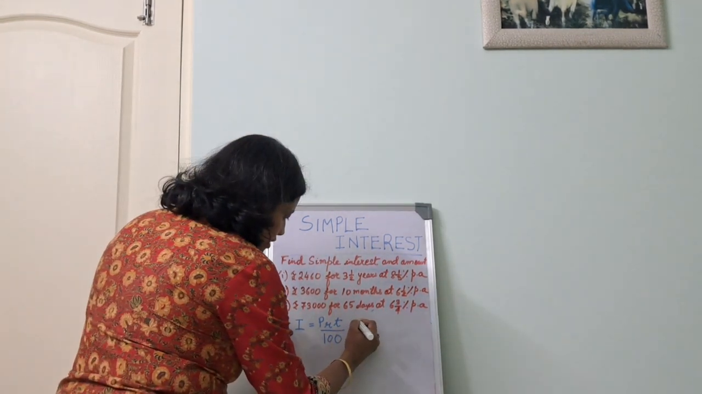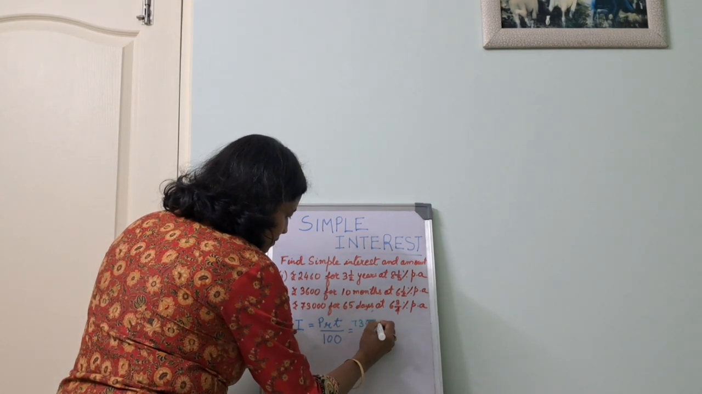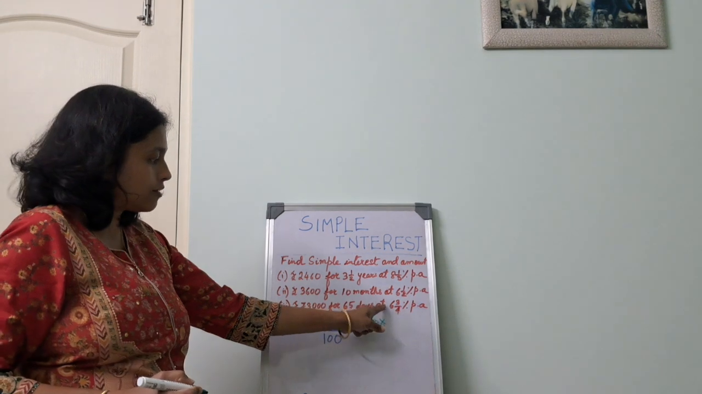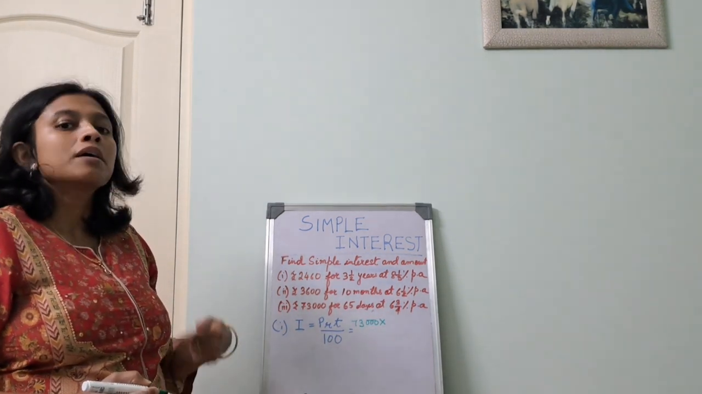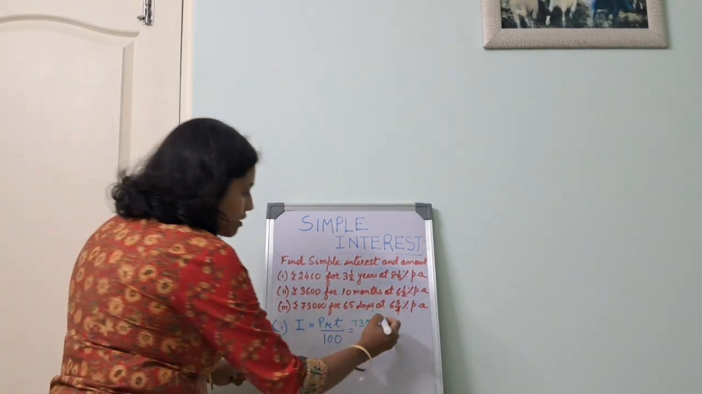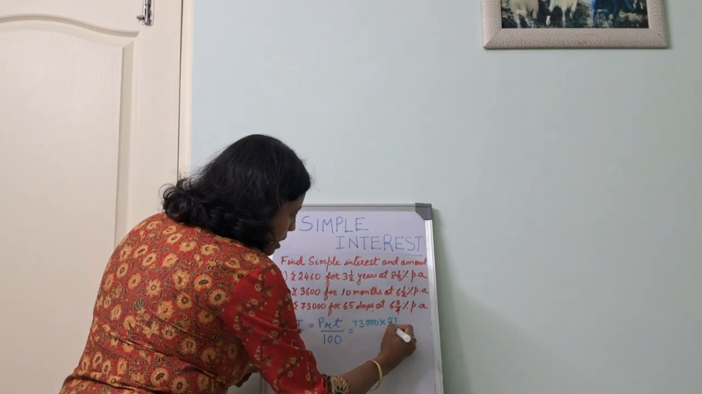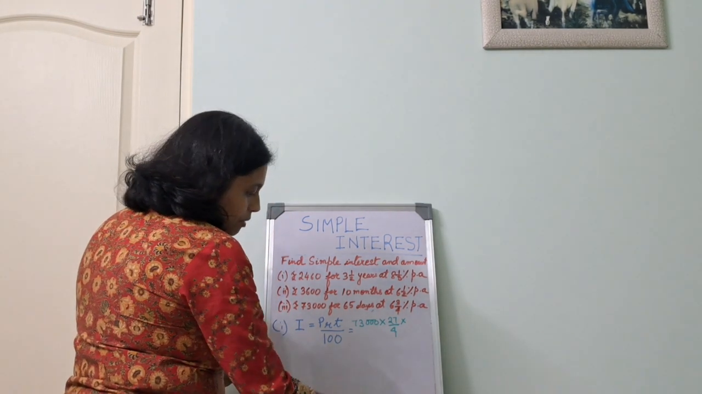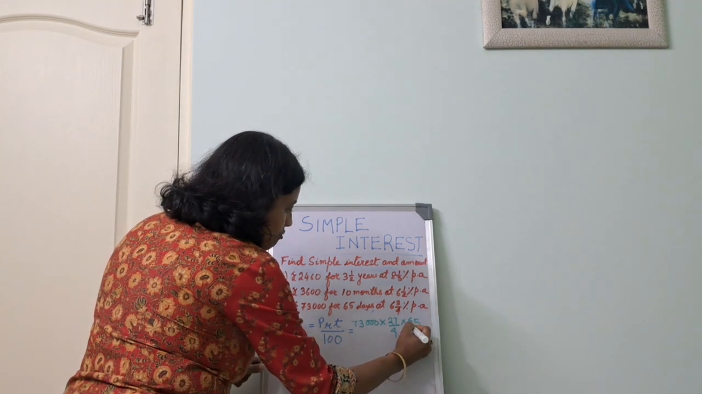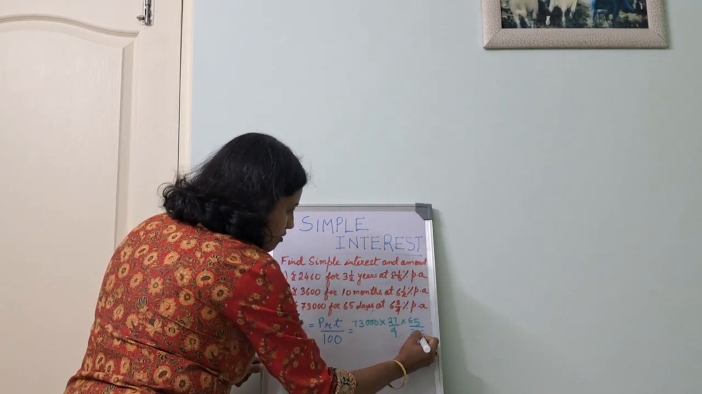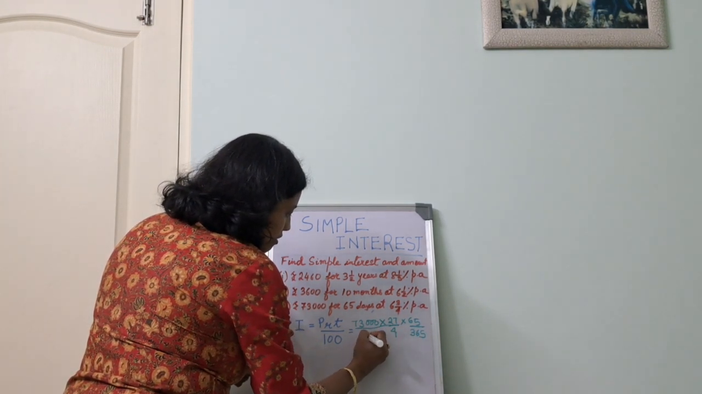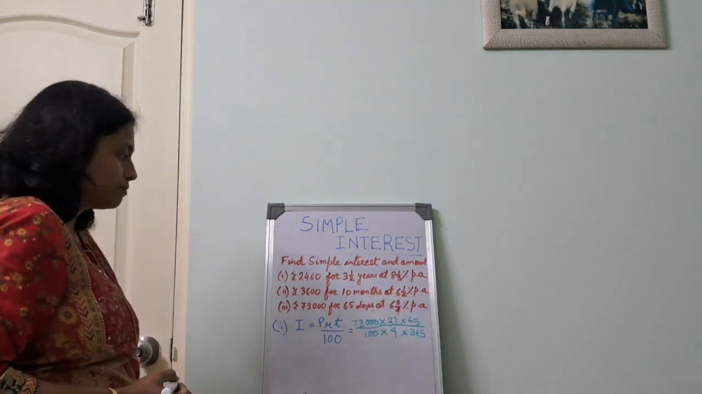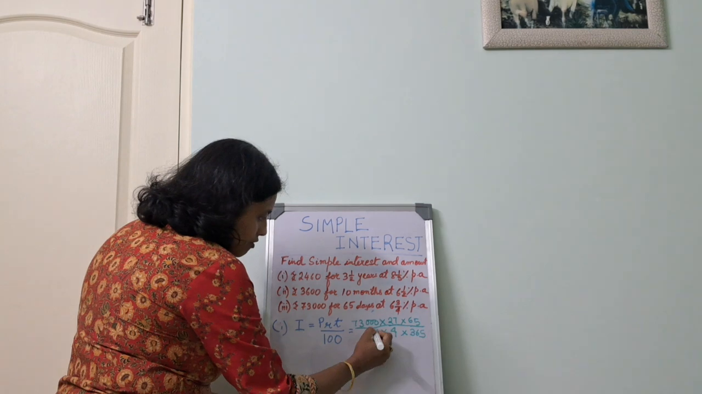So P is 73,000. R is 6 3 by 4. So this is 24. 6 into 4 is 24, plus 3 is 27. 27 by 4. Into, this is the time period, 65 by 365, by 100. Arrange it like we are doing. So cut the zeros, first thing.